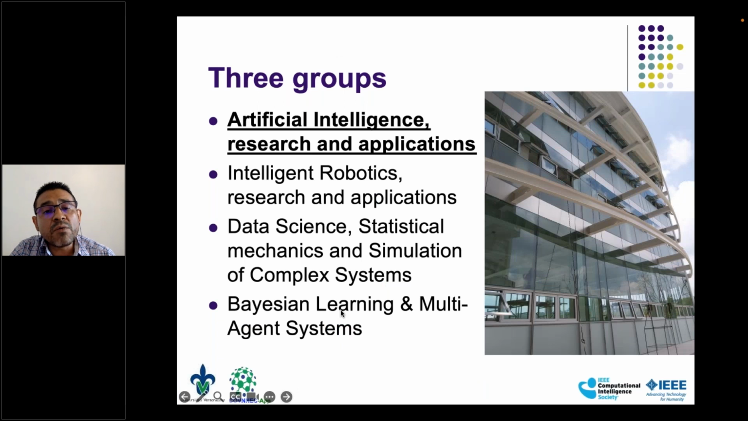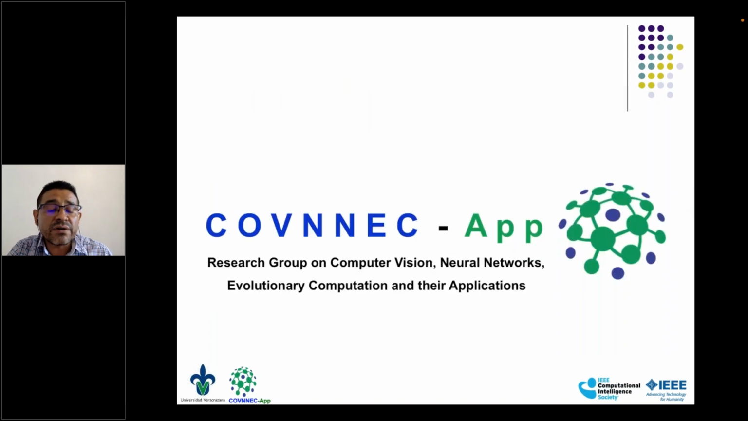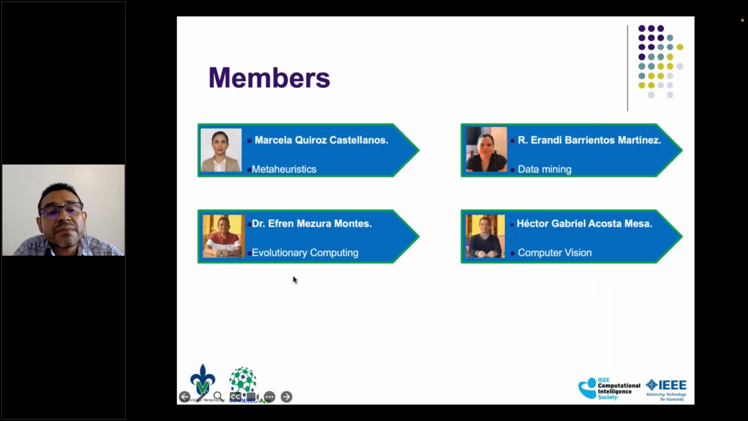Okay, I work precisely in one research group, which is artificial intelligence research and applications. And there are other colleagues working on robotics, data science and Bayesian learning. This is our research group, COVNECAP, which is a union of computer vision, neural networks, evolutionary computing, and applications. These are the members of my small group within the institute: Marcela Quiroz, Erandi Barrientos, Hector Gabriela Costa, and me.